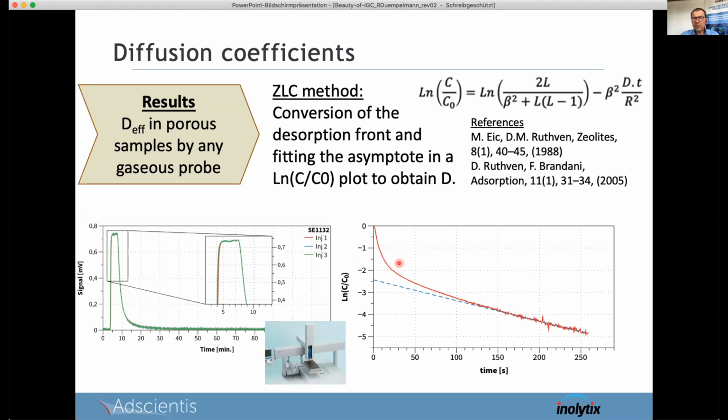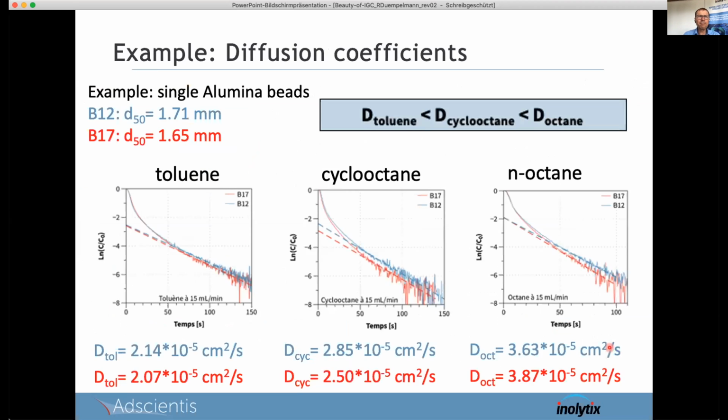So this is a desorption curve in a logarithmic graphic, and you see it becomes linear after some time, even though the concentration becomes very, very small at the end. But this region here is very important because this is a kinetically controlled region. So where the last parts of the molecule diffuse out of the porous particles, and this contains the information of it.